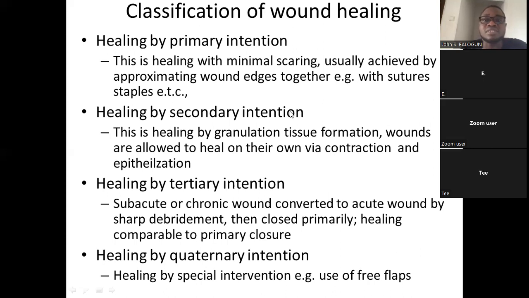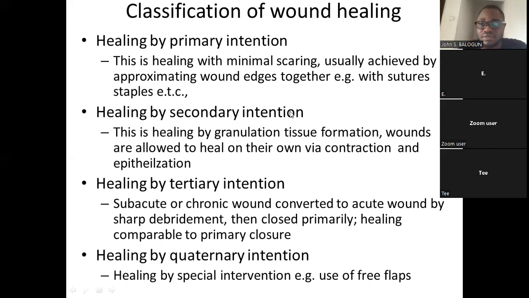But commonly, a narrow scar is one where the length is longer and the breadth is tiny, like a linear line. So any wound that you see that looks like a line healed by primary intention. Any wound where the scar is broad healed by secondary intention.